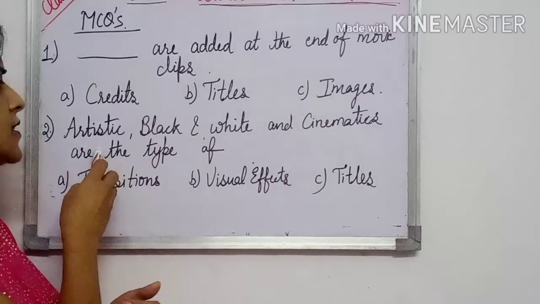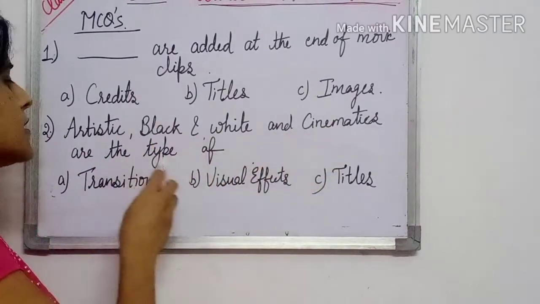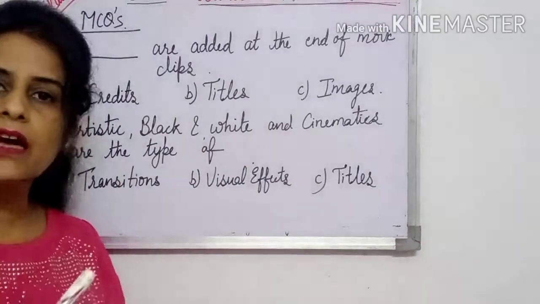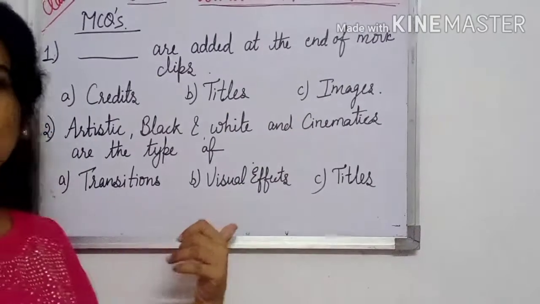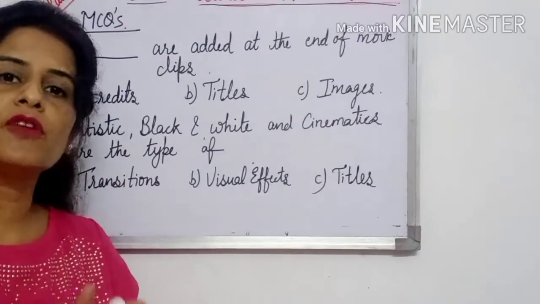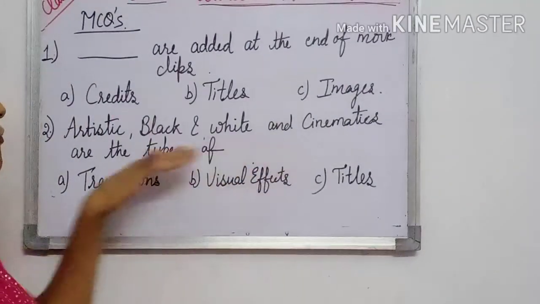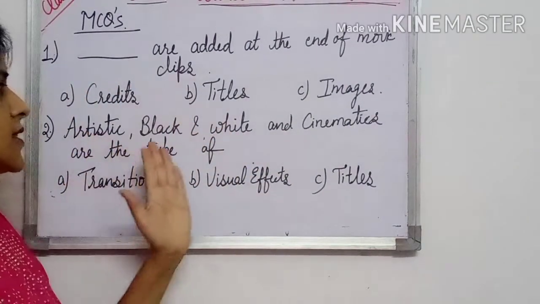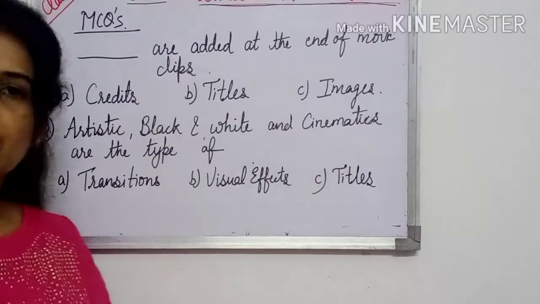Second: artistic, black and white, and cinematics are the types of what? They are just visual effects. Between one picture and another, if you are adding some visual effects, these are the different types of effects: artistic, black and white, and cinematics.